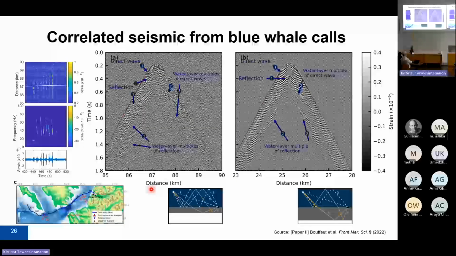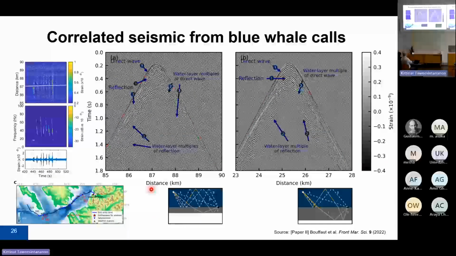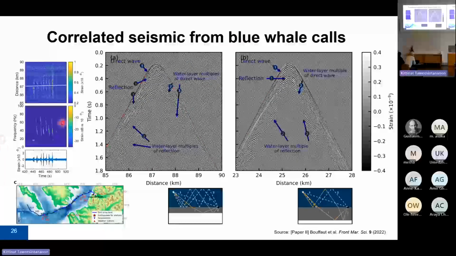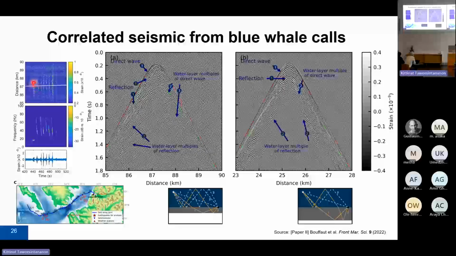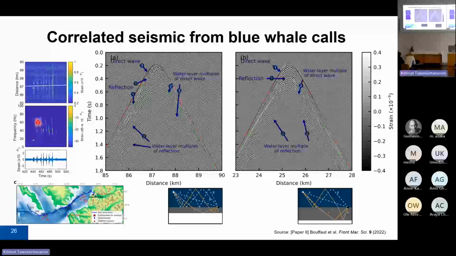The next case is paper 2, about how to use DAS data of blue whale vocalizations. Here we can see that there are several whale calls in this series. And if we analyze the spectrogram, you can see that each whale call has some characteristic change in frequency with time.